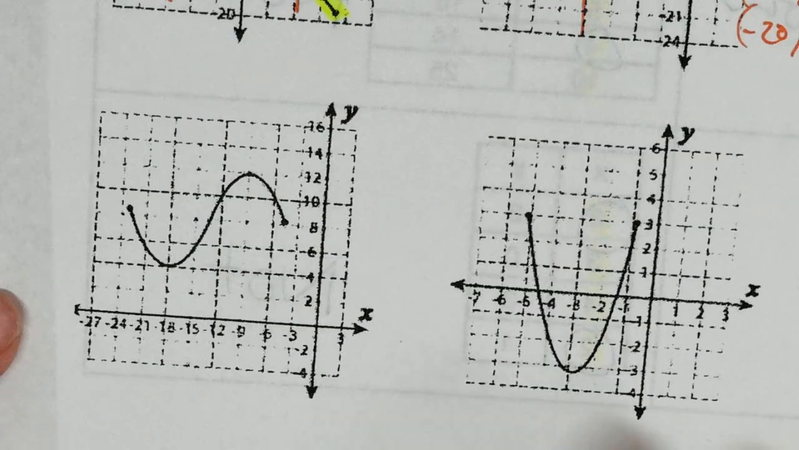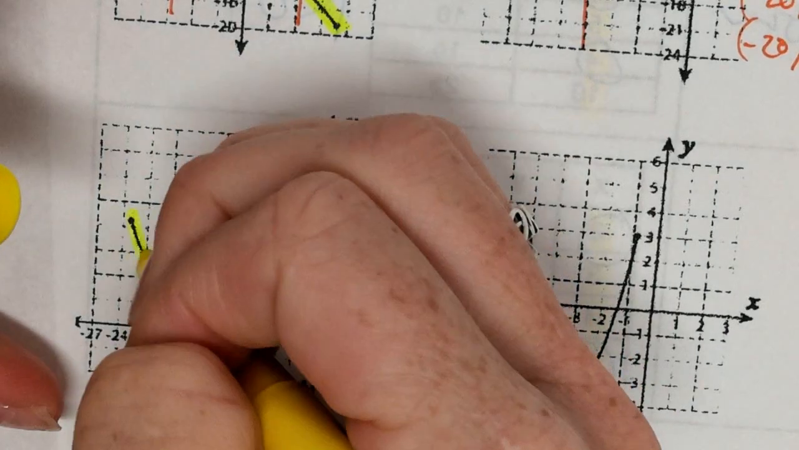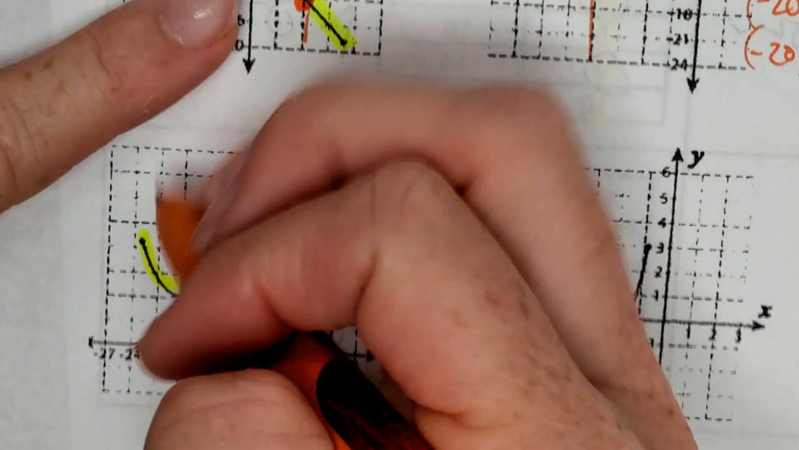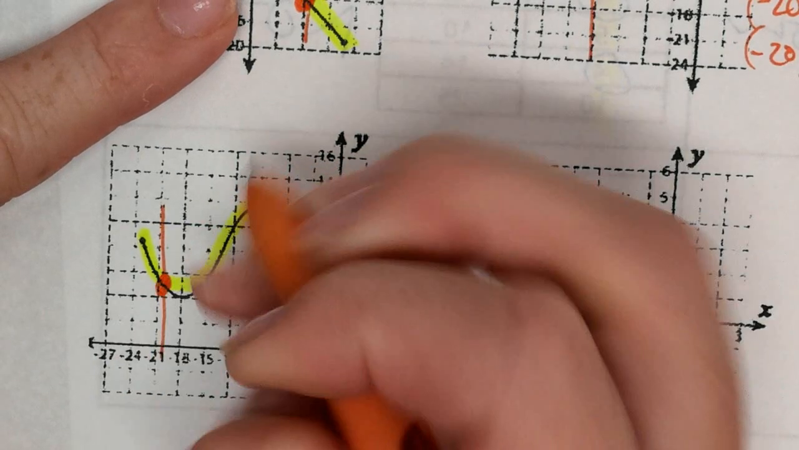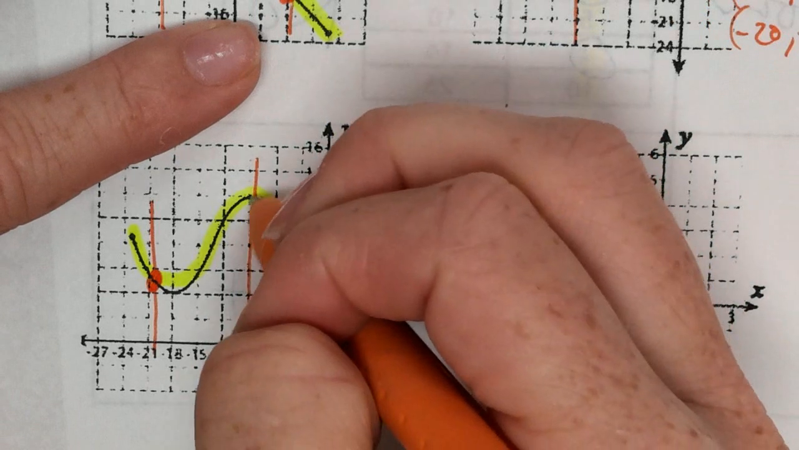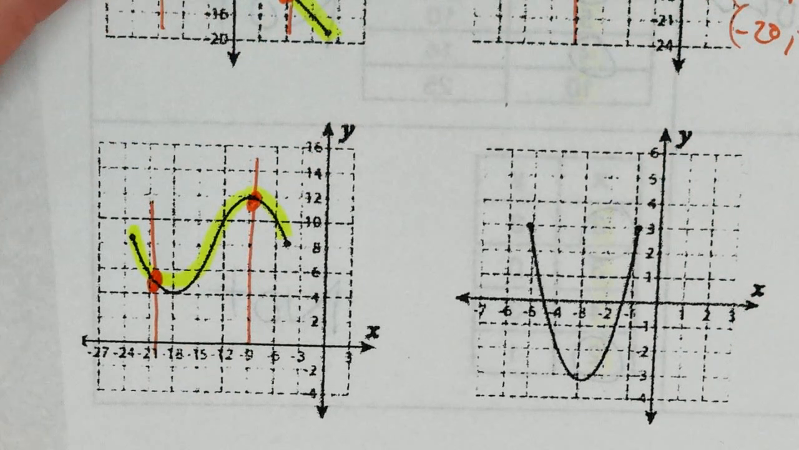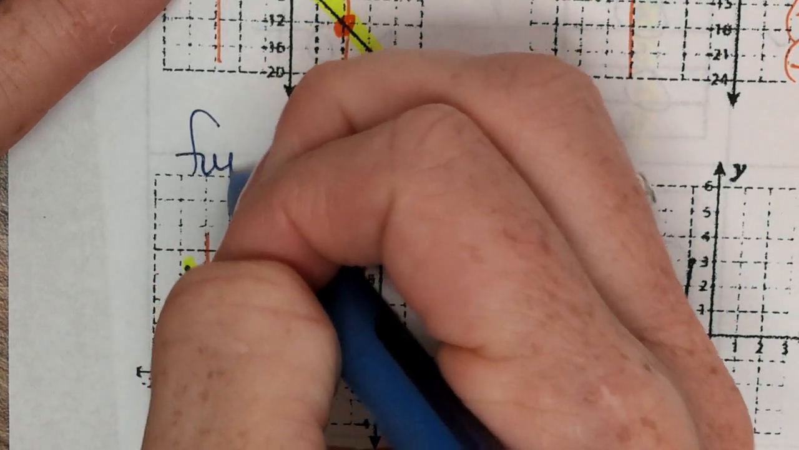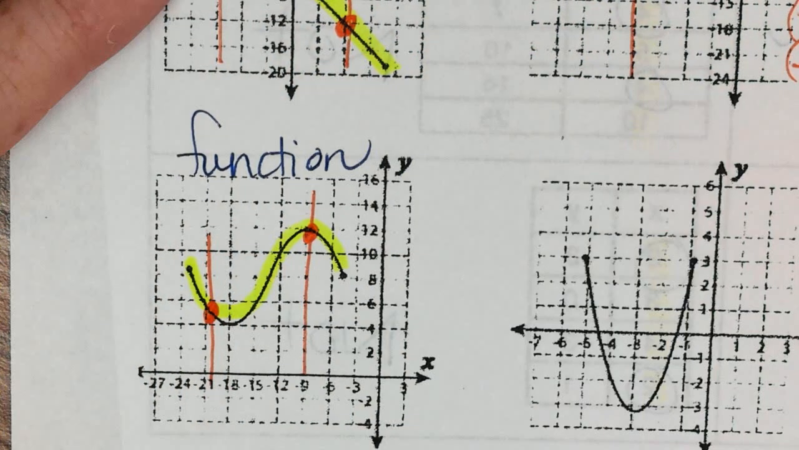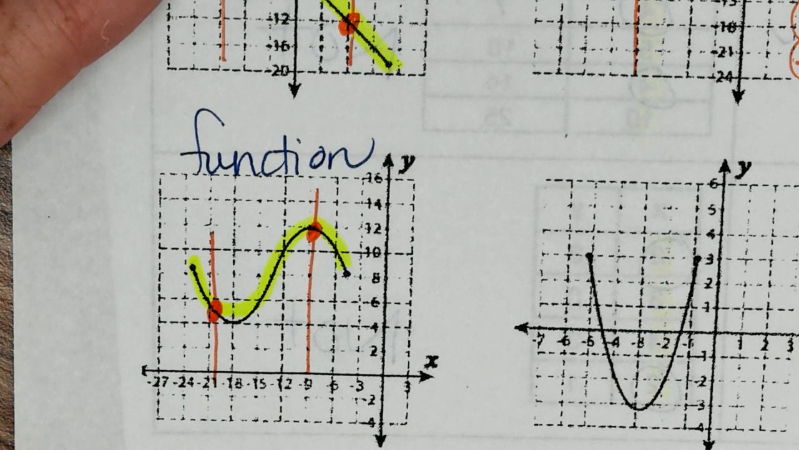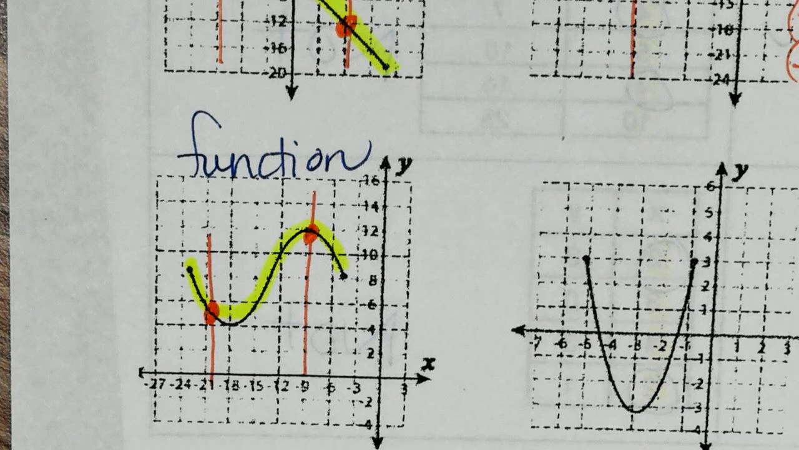Why? Because every x has only one output. Okay, let's look at this one. Here's my line or my graph. If I draw a vertical line, how many times does it touch? Once. If I draw a vertical line here, how many times is it touching? Once. Therefore, this is a function. What is the reason? For every input, there's exactly one output.